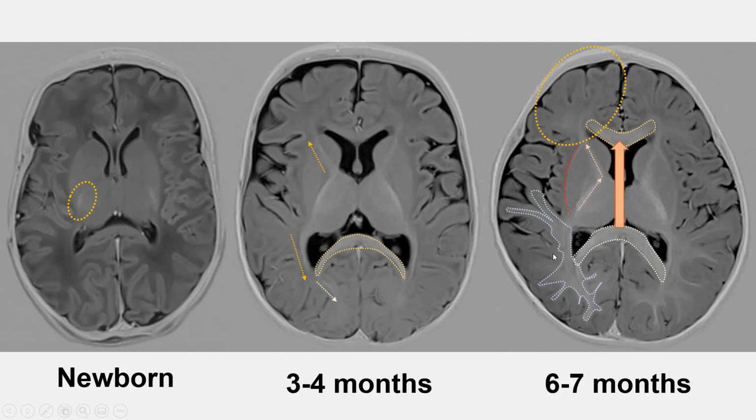So this image clearly showed progression of myelination from the back of the brain to the front of the brain, and from the central part of the brain to the periphery of the brain, which can be appreciated both at the level of the deep nuclei and here in the occipital lobe.